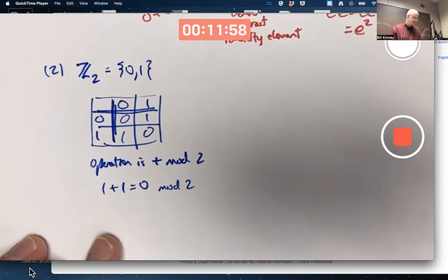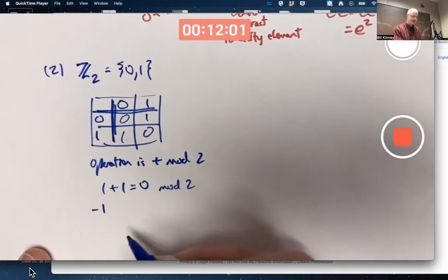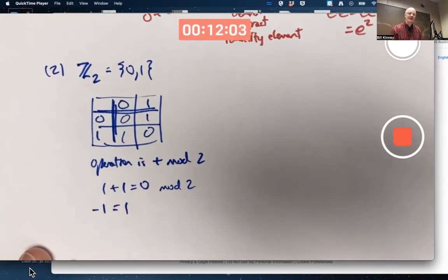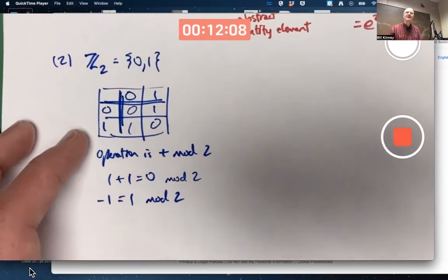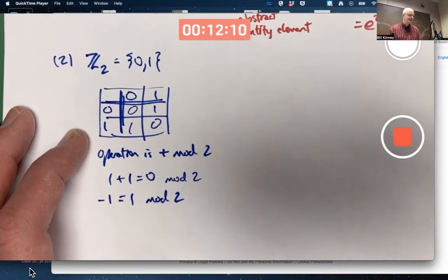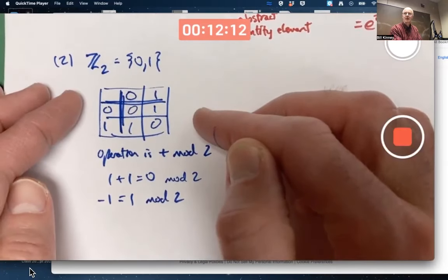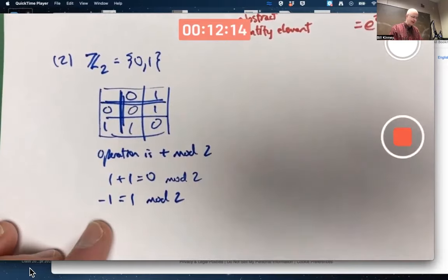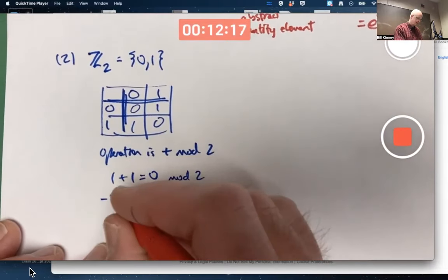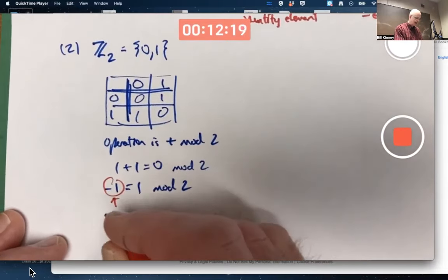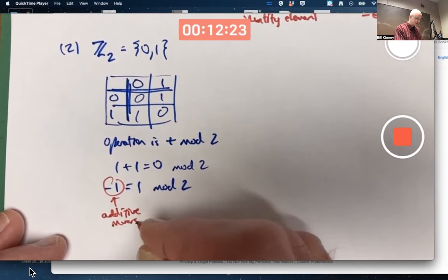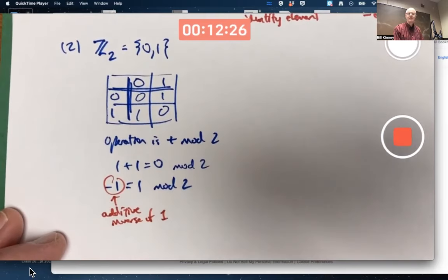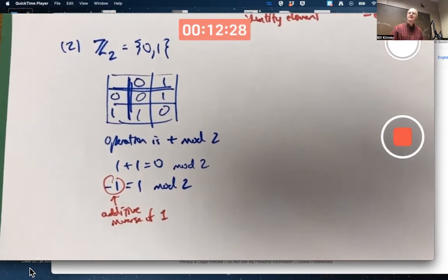You also get to say things like -1 equals 1, mod 2, where -1 is not meant to be an element in this group in terms of a label, a basic label. It's meant to denote the additive inverse of 1. That's what the negative sign here is meant to denote in this context.